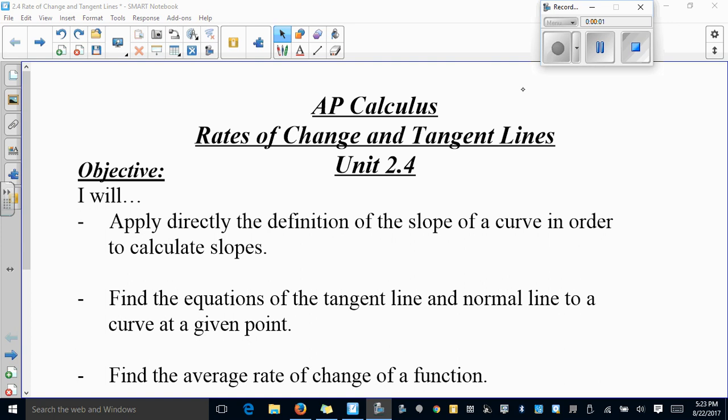Apply directly the definition of slope of a curve in order to calculate slopes. Find the equations of the tangent and normal line to a curve at a given point, and find the average rate of change of a function.